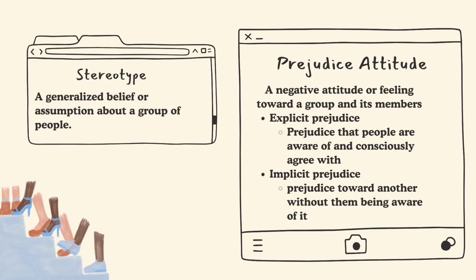We're going to talk about prejudice attitude. Prejudice attitude is a negative attitude or feeling toward a group and its members. Explicit prejudice is the prejudice that people are aware of and consciously agree with. Implicit prejudice is prejudice toward another without being aware of it. I think implicit prejudice is more dangerous than explicit prejudice because sometimes you dislike or maybe discriminate against another group of people and you aren't even aware of it. But with explicit prejudice, if you're aware of it, you might be able to change it in the future, when you meet somebody else and have different knowledge about them.